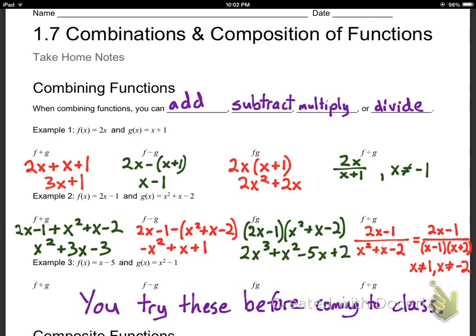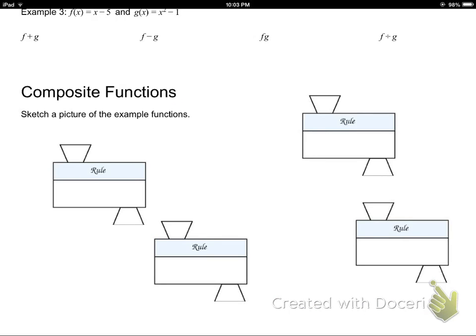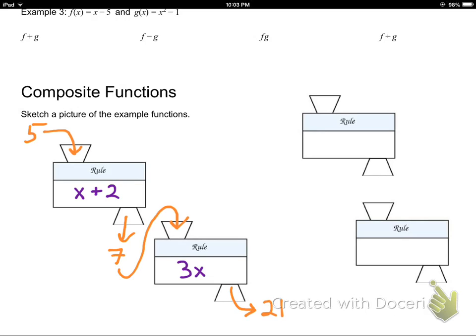For the next part, we're going to talk about composite functions. That's where you plug one function into another. Here's our little function machine. Let's say we've got x plus 2 as one function and 3x as another function. I input 5 into the first function and you get out 7. If you took that and plugged it into the next function, you would get out 21. That's a simple illustration of the idea we're trying to show here.